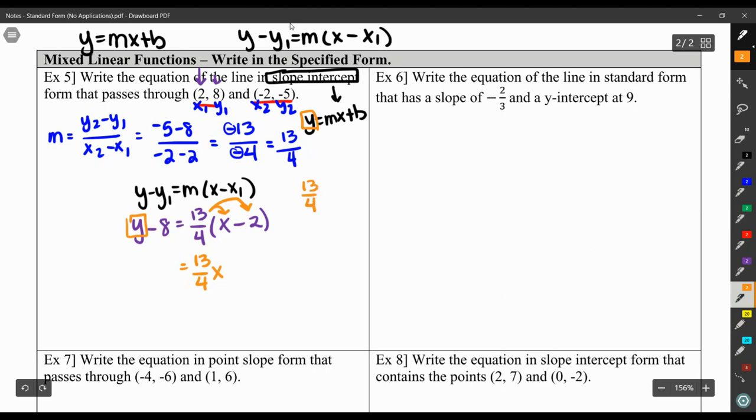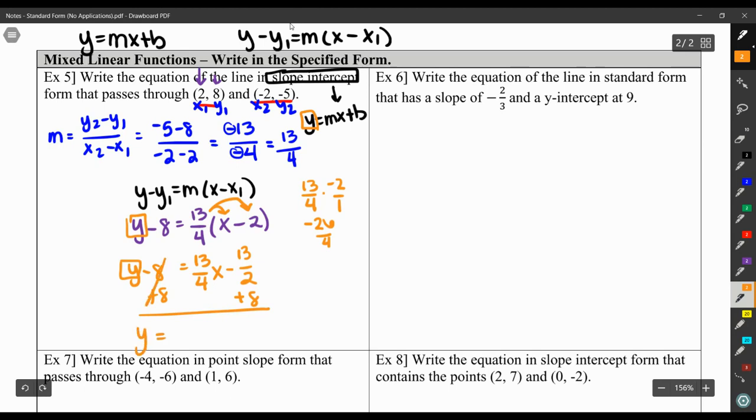Do it to the side. 13 over 4 times negative 2 over 1. So that makes this negative 26 over 4, which simplifies down to a negative 13 over 2. And then on the right, we still have y minus 8. Now again, to get y fully by itself, we're going to have to add 8 to both sides. That means we're going to have to add fractions.